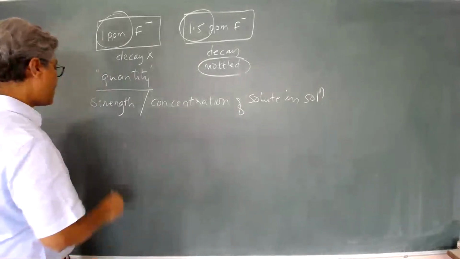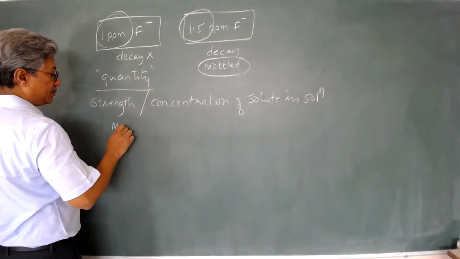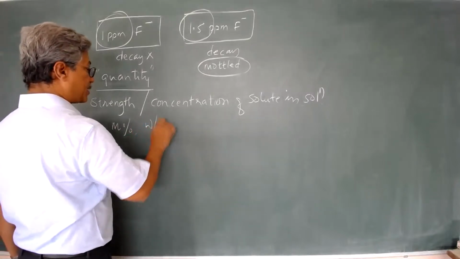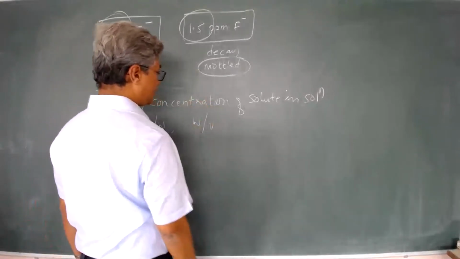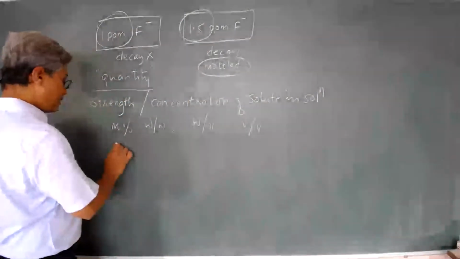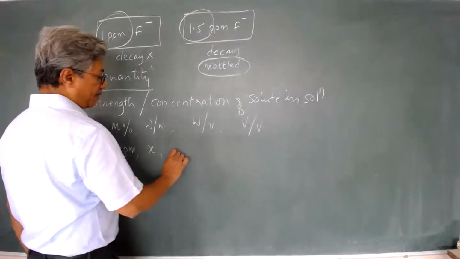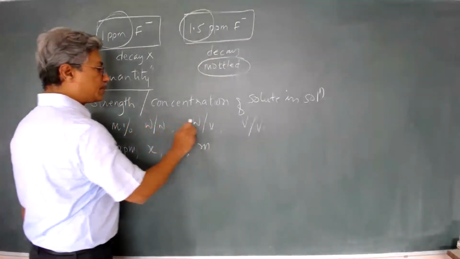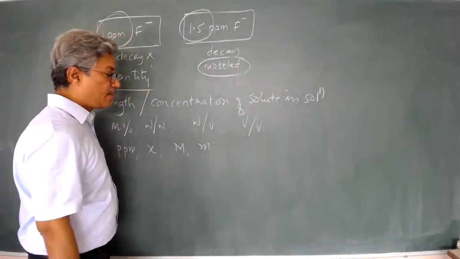Yesterday we have seen it. What is that? First one is mass percentage, that is mass by mass percentage. Second one is mass by volume percentage. Third one is volume by volume percentage. Then ppm. Then mole fraction. Then molarity and molality. How many? 1, 2, 3, 4, 5, 6, 7, and 8.